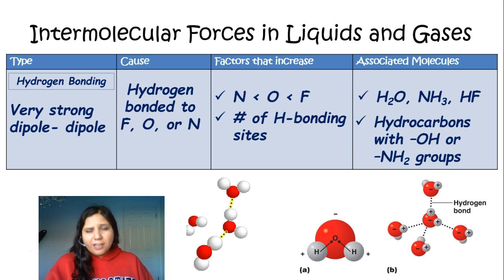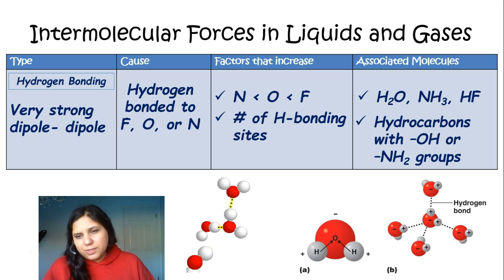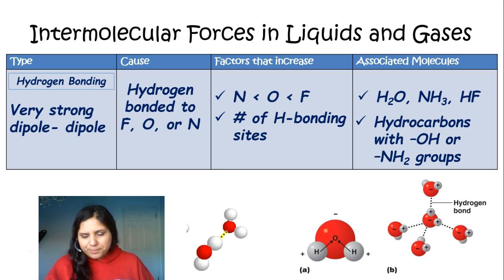But you can also have other molecules that have that O to H bond. And we see this a lot with hydrocarbons, like alcohols. Or an amino acid with something with an NH2 group.